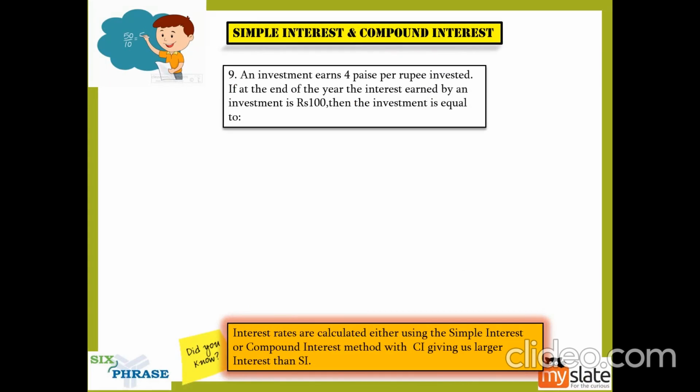An investment earns 4 paise per rupee invested. If at the end of the year the interest earned by an investment is rupees 100, then the investment is equal to. Obviously, they're talking about the principal, guys. So they've given a few things.